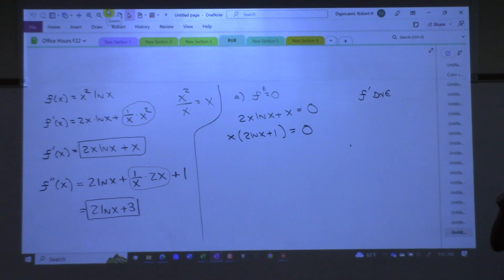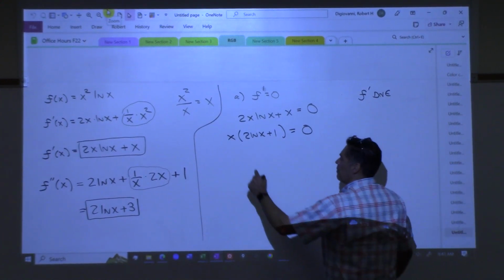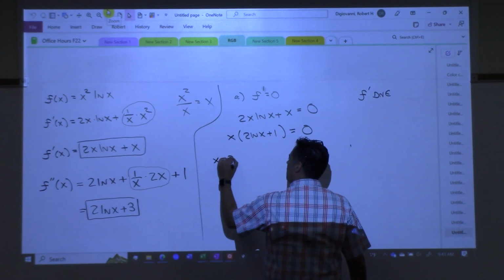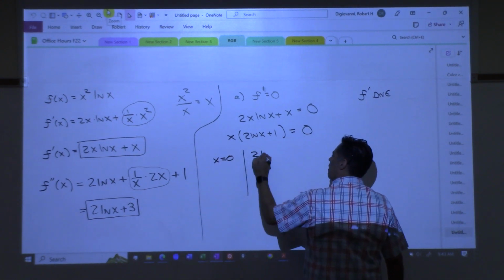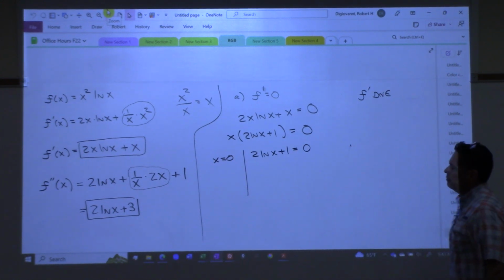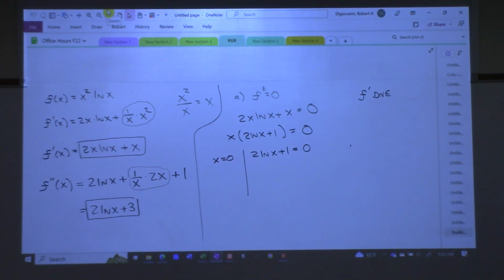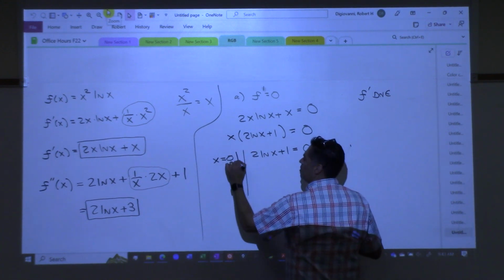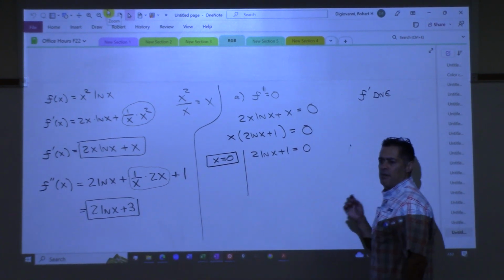And now you have two things that multiply to be 0. So set them each equal to 0. So set that equal to 0. Set 2 natural log x plus 1 equal to 0 as well. The first one is already solved. This is done. X is 0.